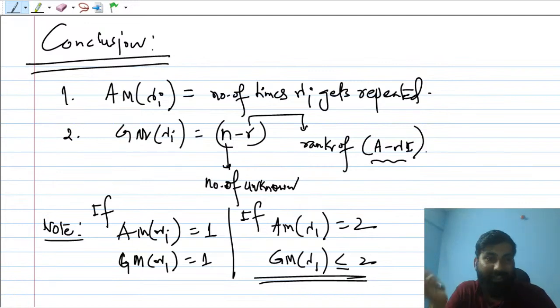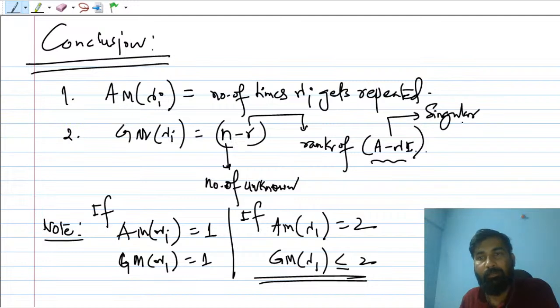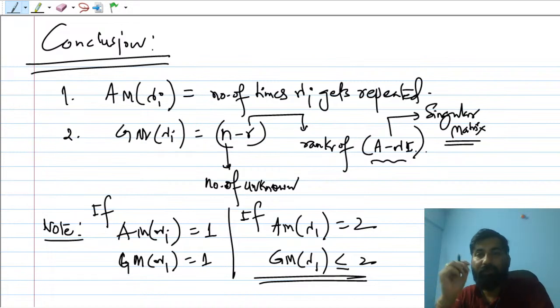Its rank will always be less than the number of unknowns. Why? Tell me why. See here, the rank of this A minus lambda I will always be less than the number of unknowns. Because A minus lambda I is what kind of matrix? A minus lambda I is basically a singular matrix. The matrix is singular. The rank of the matrix will always be less than the order of the matrix. That you have to keep in mind. I will discuss rank as well in one of the sessions.